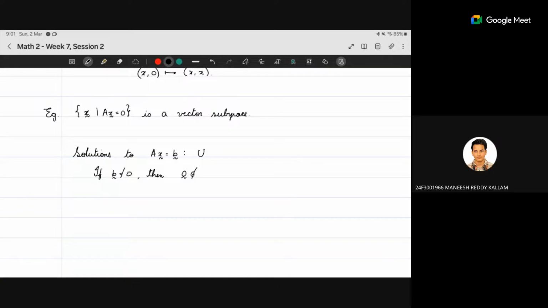So 0 will not belong to U. If b tilde is not 0, then 0 is not a solution of Ax equal to b, because A times 0 will just be 0, which is not b. So therefore, U is not a vector subspace.